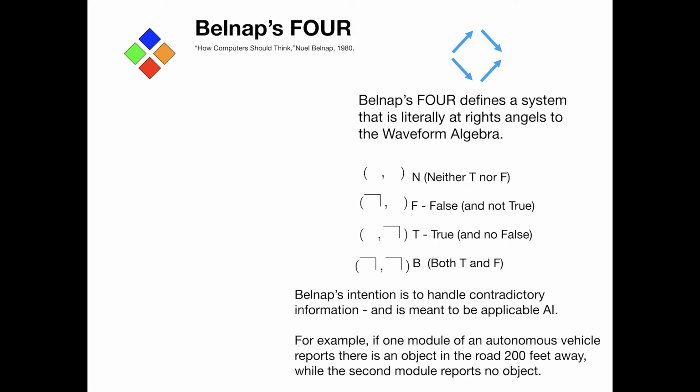There are very different definitions of these logics. Belnap interprets his system's values as neither true nor false, false and not true, true and not false, and finally both true and false. Belnap's intention was to deal with situations where there's contradictory information coming in, such as an AI system where the car says you're going to crash and you're not going to crash at the same time, for example.